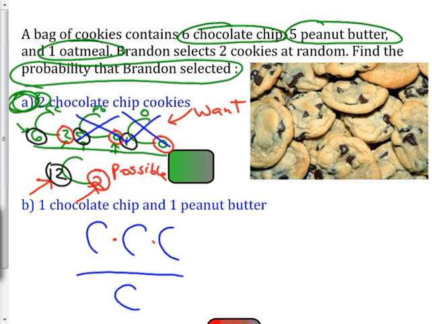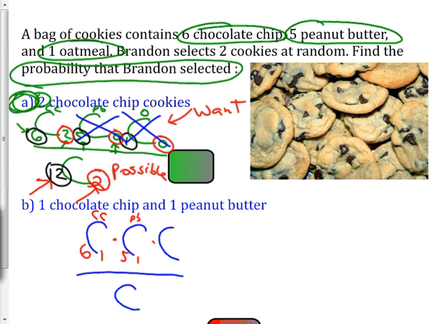All right, we're back, and these were the chocolate chip. It could have been any order you want, but I'm going to make that the chocolate chip. There were 6 of them. How many did we want to choose? 1. There were 5 peanut butter, and we wanted to choose how many peanut butter? 1.